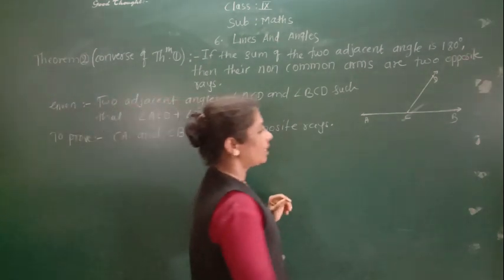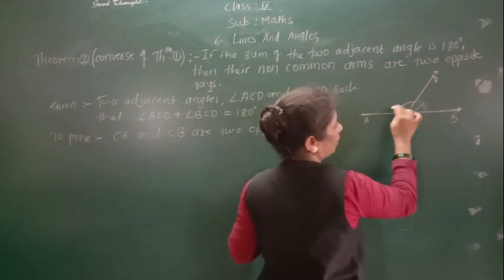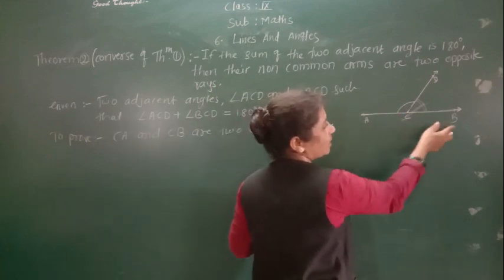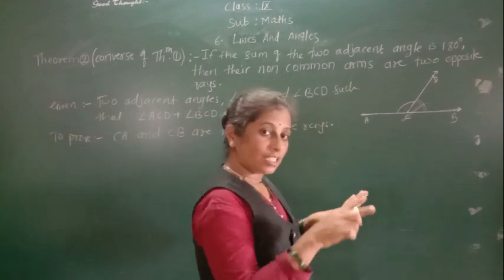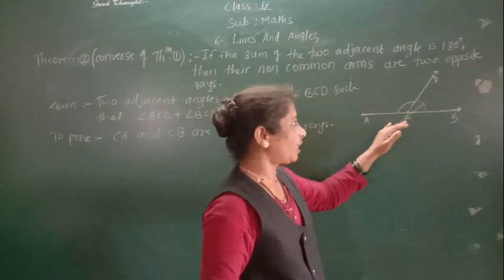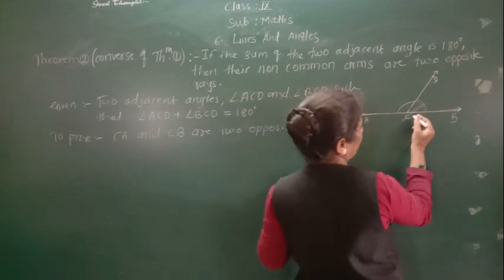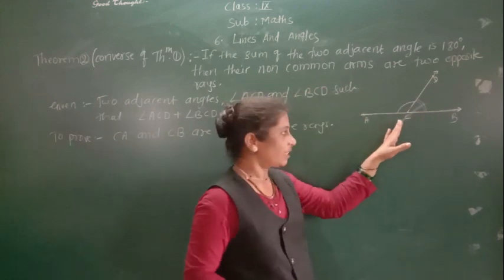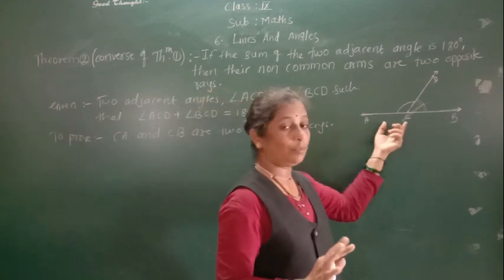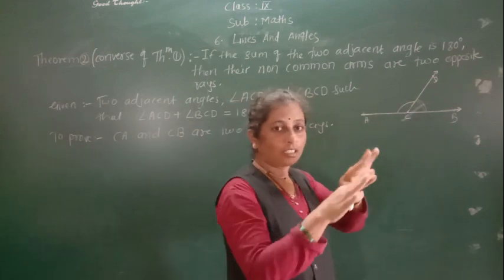Okay. Now if you see, the sum of these two angles is how many degrees? 180 degrees. Then of course these two non-common arms, CA and CB, are which type of rays? Two opposite rays, and they form a straight line, right? That means opposite rays. But we have to prove how they are opposite rays, right? So if possible, what will we take? We have to make one construction. So for that, we take: if possible, let CA and CB not be opposite rays.